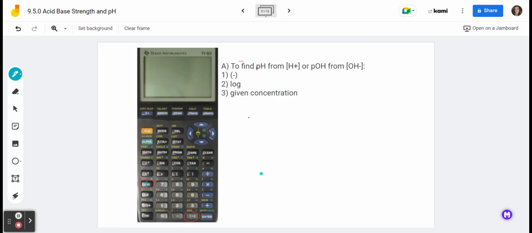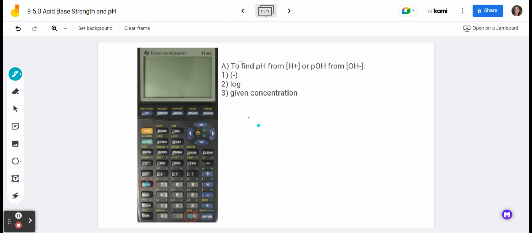All right, so I just have a picture of a typical graphing or scientific calculator that you may be using. Even if yours doesn't look exactly like this, the buttons most likely are in the same positions. If they're not and you are unsure, let me know and I will show you how to use your particular calculator. But say I want to find pH from H plus or pOH from OH minus. First of all, I'm going to hit the negative sign down here. Then I'm going to hit the log and then whatever concentration they give me.